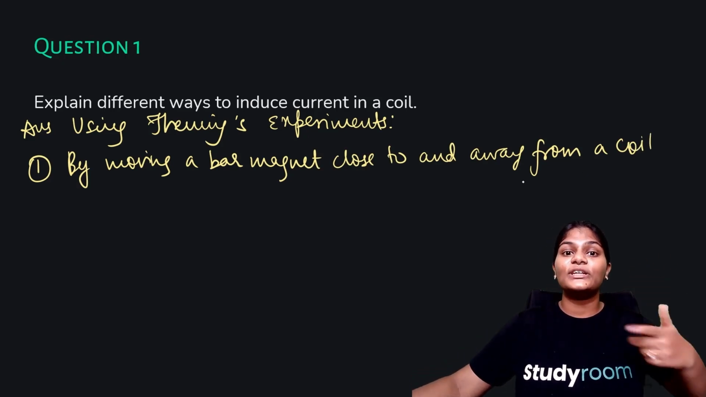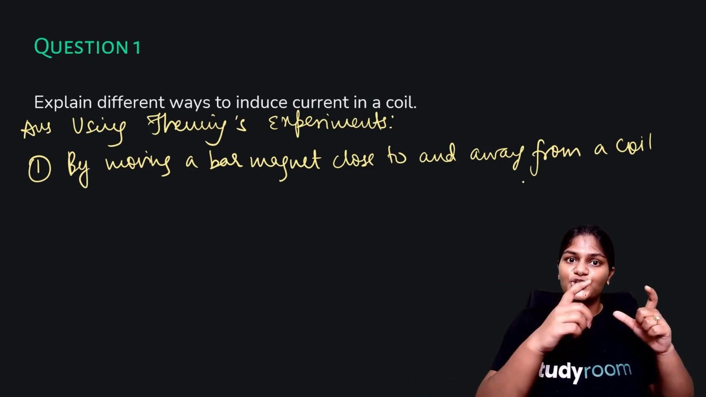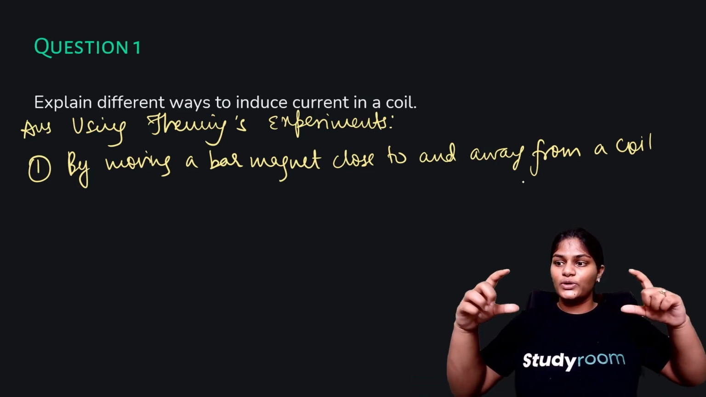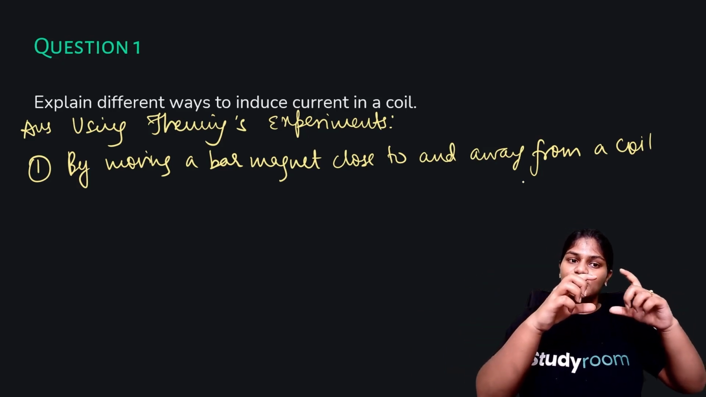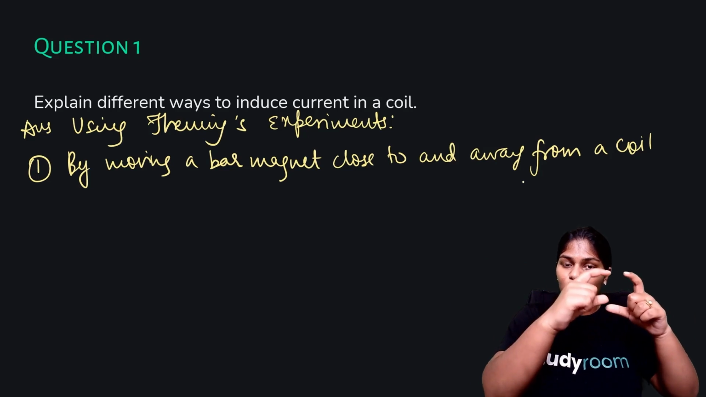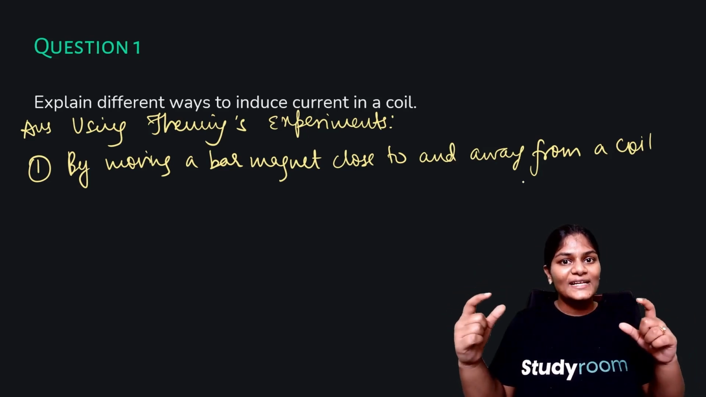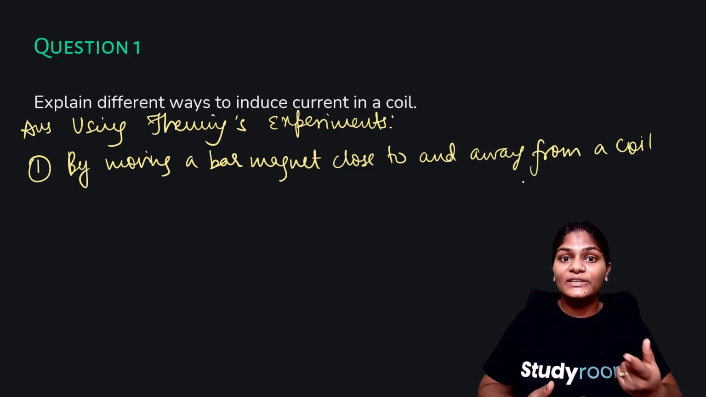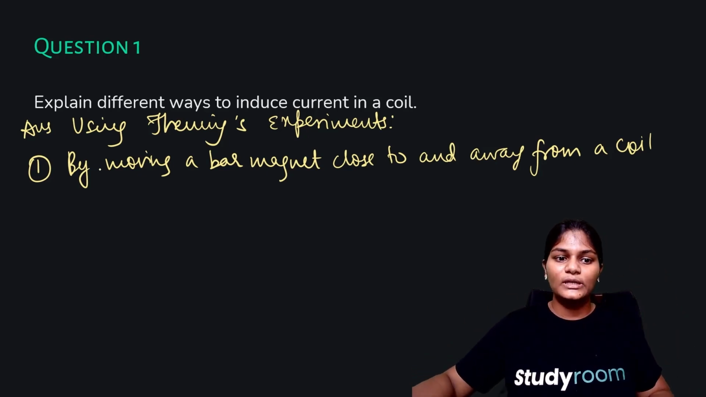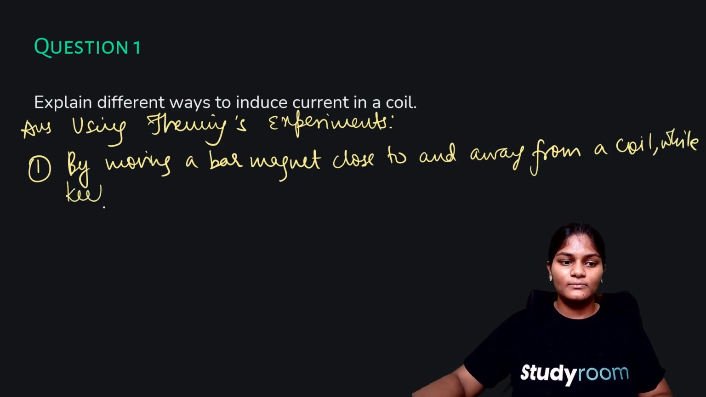So what happens in that case? A current is generated in the coil only at the times when the magnet is in motion, right? We saw that as soon as the magnet is brought close and it is stopped, there is no deflection. There is only deflection when the magnet is moving closer, or when the magnet is moving away, right? So there is only current generated when there is relative motion. So we learned by moving a bar magnet close to and away from a coil while keeping the coil stationary.